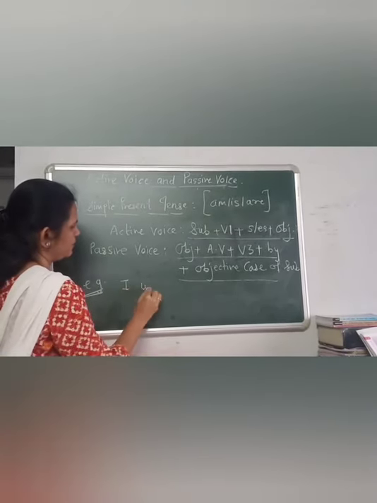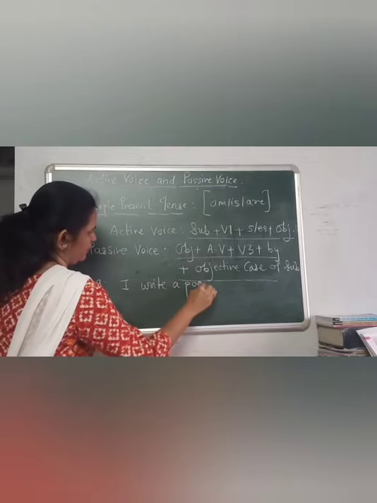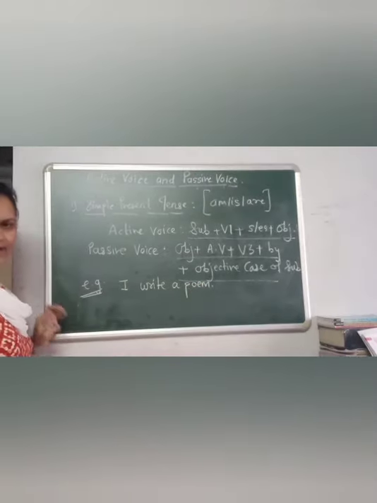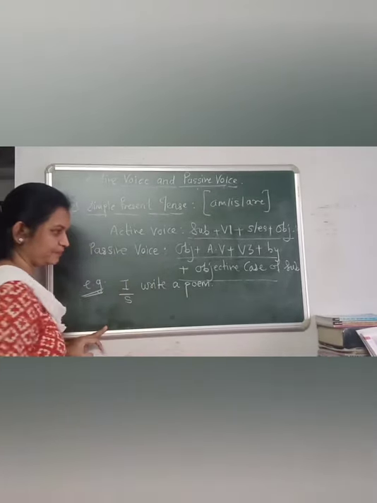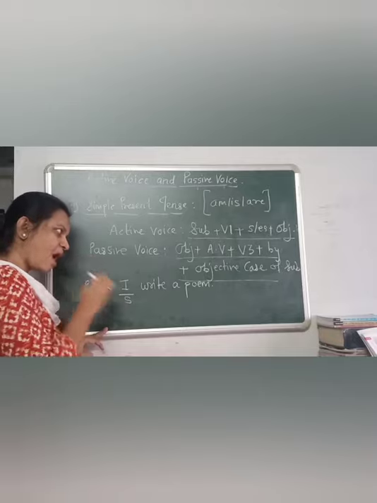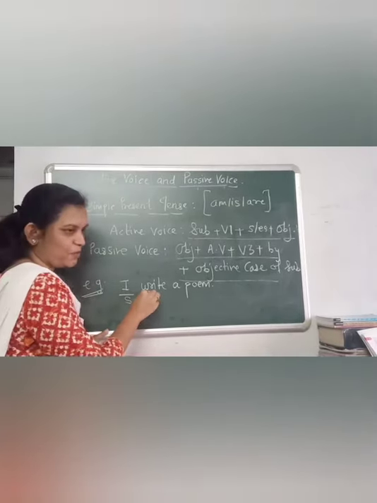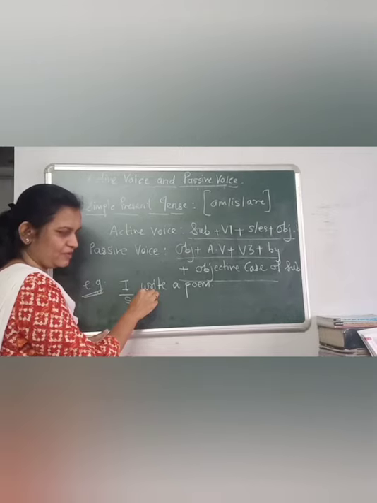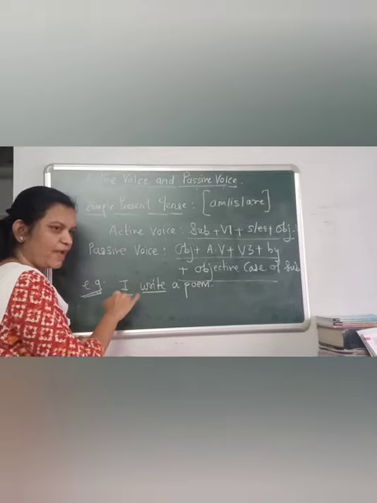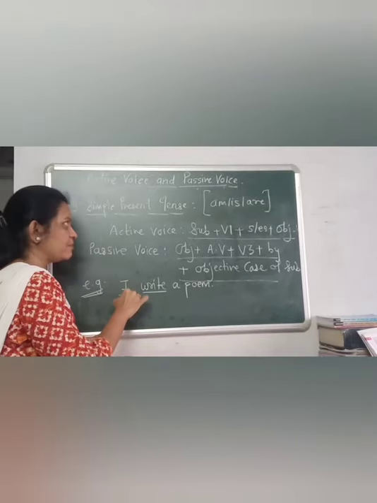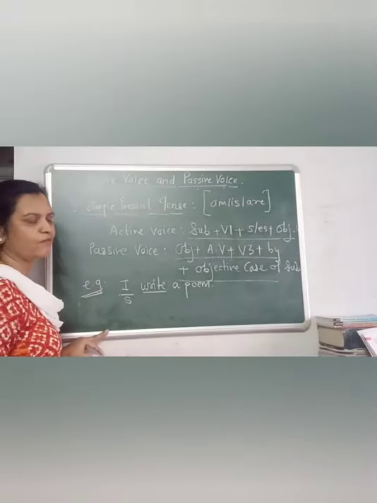See, I write a poem. I write a poem. See, children, what is here? I is the subject. What is this I doing? What is this first person pronoun doing? It's writing a poem. Right now, writing a poem means the action is performed by whom? By I. And action is performed. That's why it's a sentence of which voice? It's a sentence of active voice.